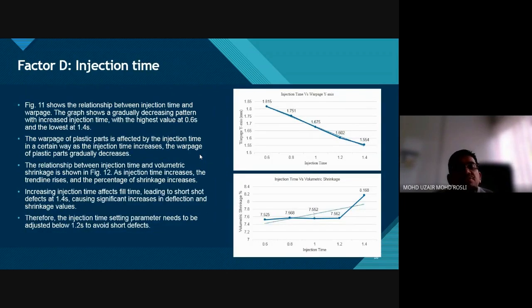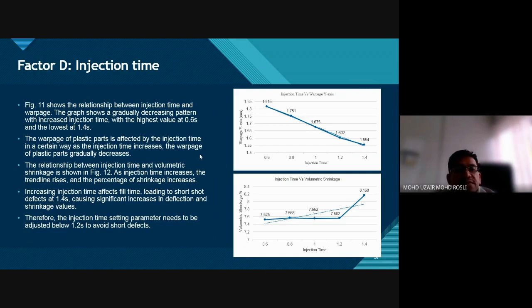For the injection time, figure 11 shows the relationship between injection time and warpage. The warpage of plastic is affected by the injection time in a certain way. As the injection time increases, the warpage of plastic gradually decreases. The relationship between injection time and volumetric shrinkage is also shown in figure 12. As injection time increases, the trend line rises and the percentage of shrinkage increases.